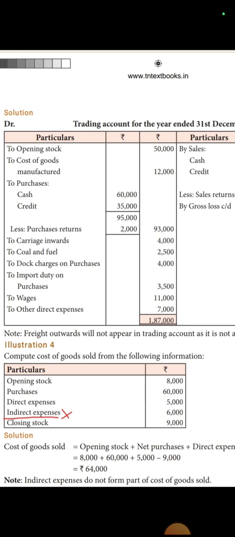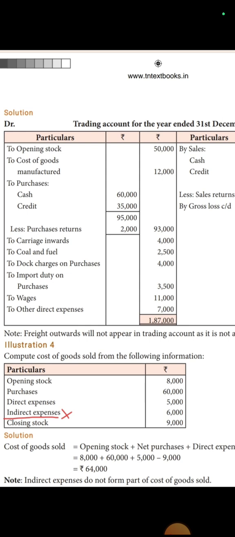Listen carefully. We have 2 lakh rupees on the debit side of the trading account. Out of the 2 lakh rupees value of goods, we sold 1 lakh rupees value of goods in the current accounting period. How much do we have remaining in our hand? We have 1 lakh rupees of unsold goods in our hand. Are you clear? So the remaining unsold goods are called closing stock, right?